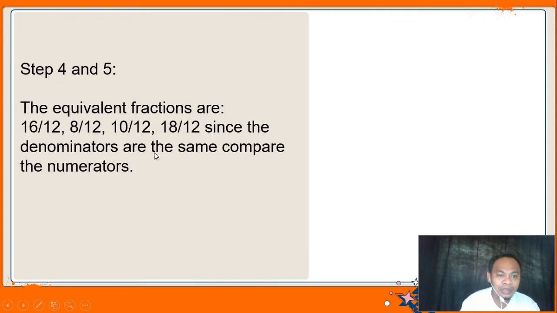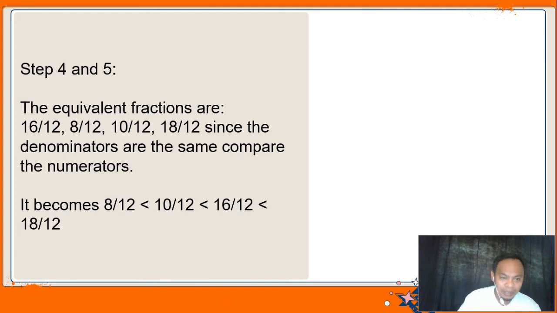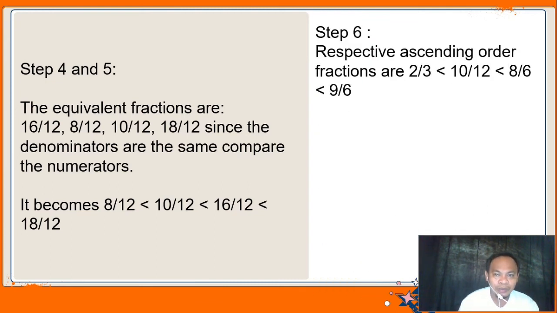Since the denominators are the same, pareho na po yung denominators nila, malaman na po natin kung ano yung pinaka lowest or smallest value at saka highest value. So therefore, it becomes 8 over 12, followed by 10 over 12, followed by 16 over 12, and 18 over 12.